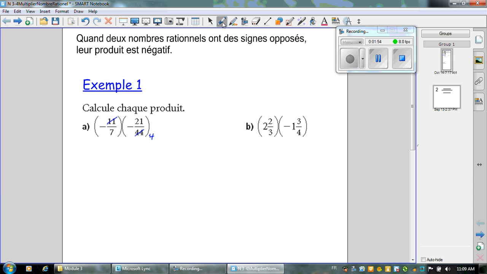Same thing here. I can simplify diagonally here. So 7 and 21, 7 goes evenly 3 times into 21. So I'm multiplying two negative numbers together. The answer is going to be a positive. So I have 1 times the 3, so it's 3, and then 1 times 4, which is 4, so my answer is 3/4.